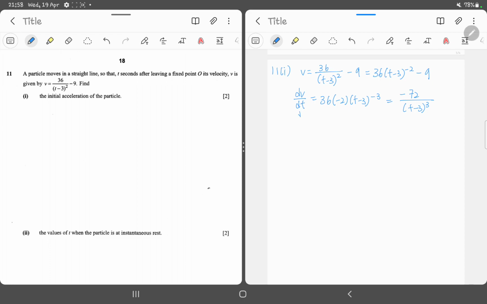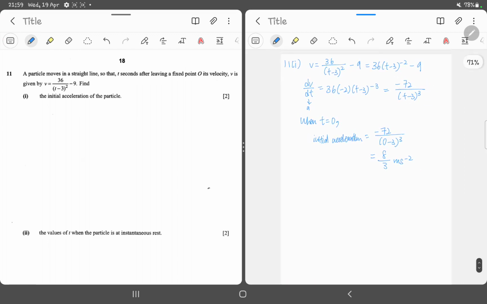So dv/dt is actually my acceleration. In order to find the initial acceleration, we substitute t equals 0 into dv/dt. We get that the initial acceleration equals minus 72 over (0 minus 3) whole cubed, which in this case is actually 8 over 3 meters per second squared. Okay, so we are done with 11i. So let's move on to 11ii.